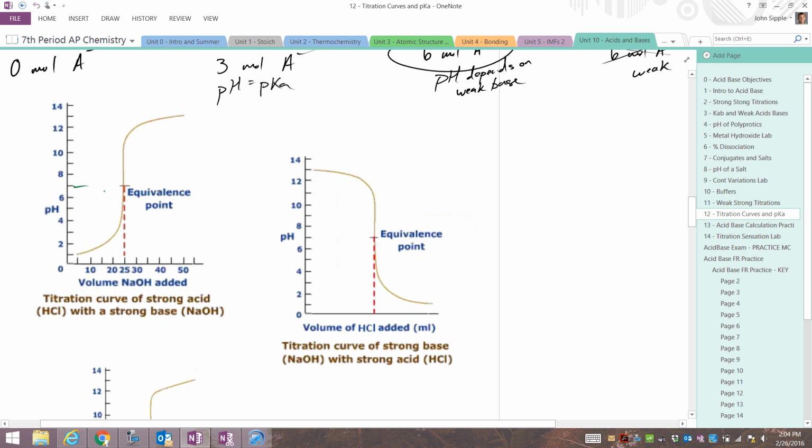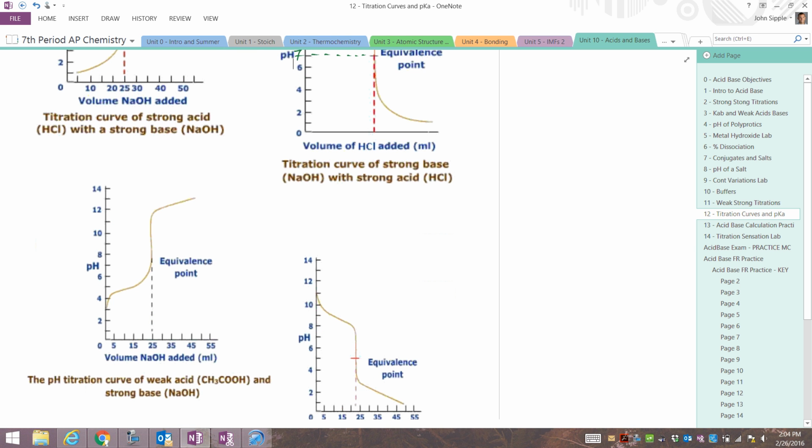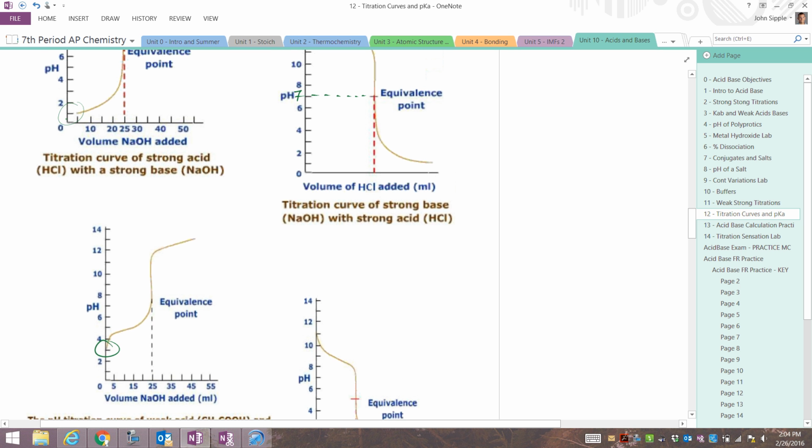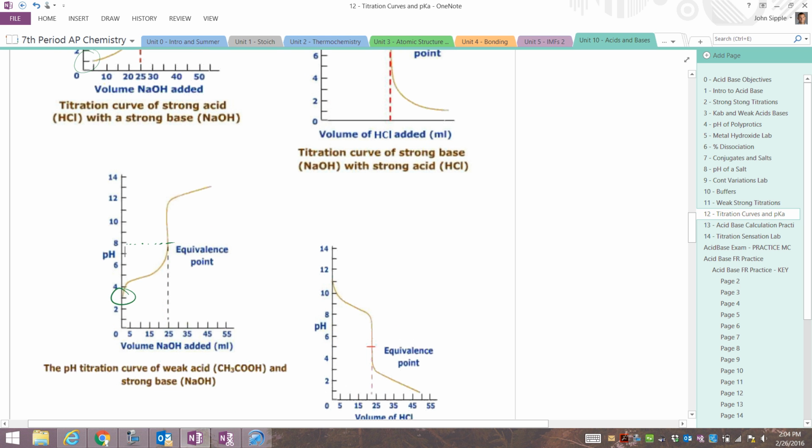So strong is always at that 7. We're here at that 7 pH for strong at our equivalence point. And notice here, if we have a weak acid, notice how high it starts in comparison to the strong acid. That's what I was talking about, that initial pH. All right, and then the equivalence point up in here, so it looks like right around 8 for that one, right around 5 for that one over there, okay?